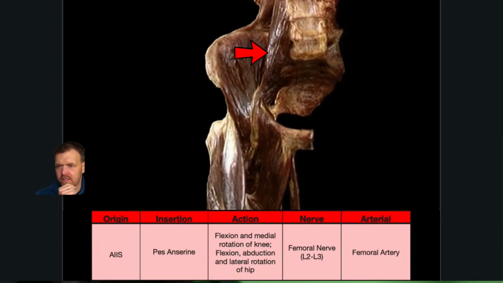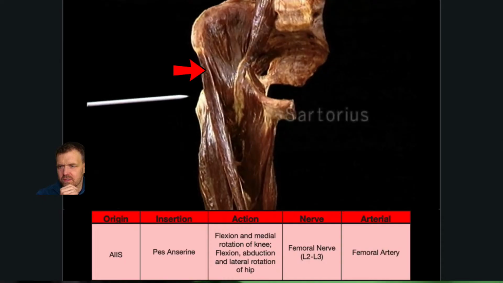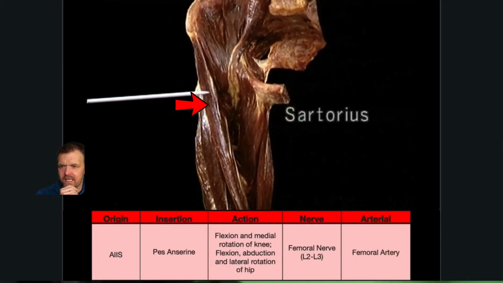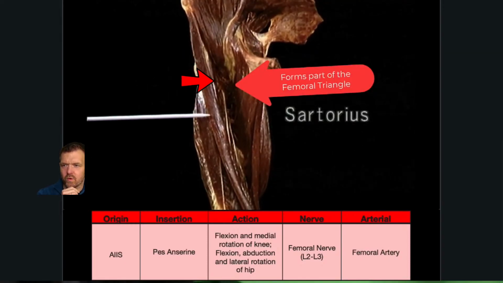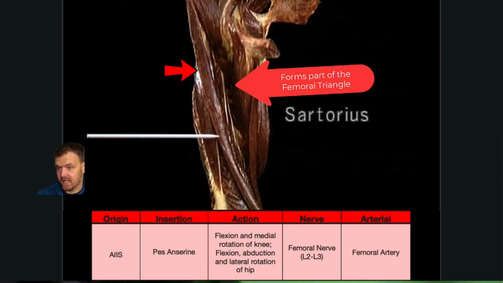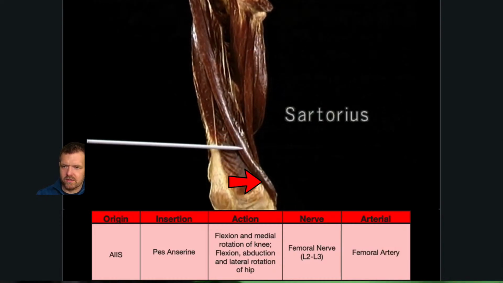So here we go. So there's your psoas, there's your iliacus, there's your sartorius there. So really long muscle. And remember, this formed the border for your femoral triangle. There you go. Okay, so it comes across here, all the way across the top.